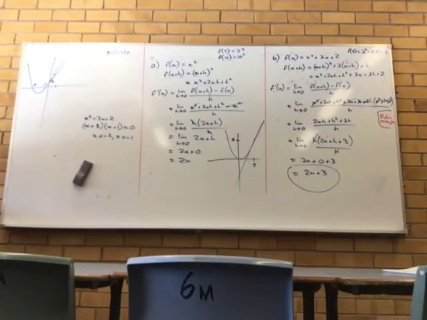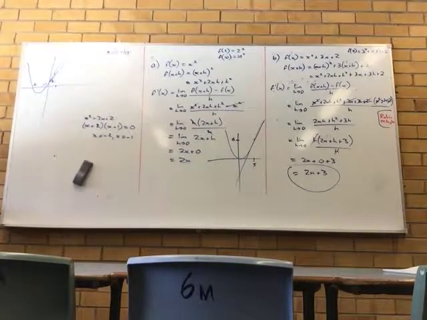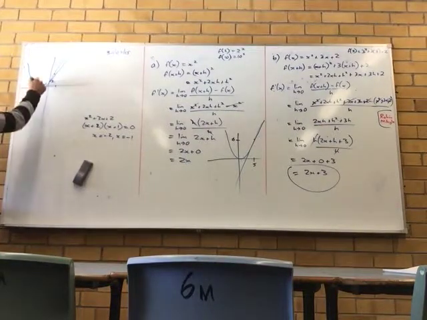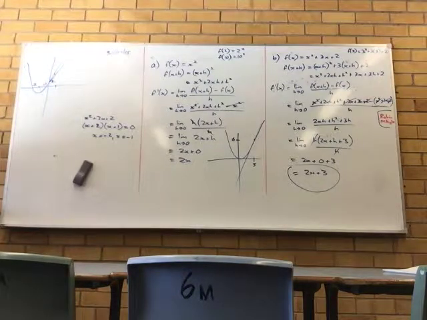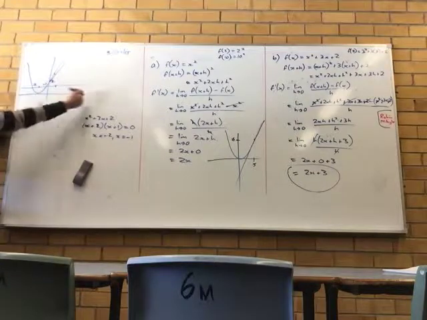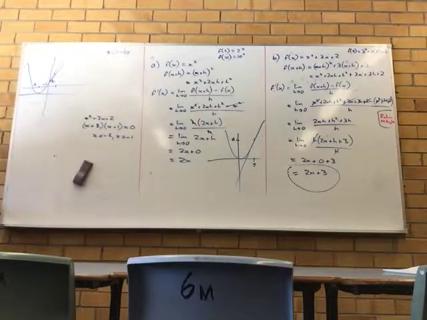What's halfway between negative 2 and negative 1? Negative 1.5. Alright, so what are we expecting the tangent to be? 0. Okay, so let's validate it. 2 times negative 1.5 is negative 3, plus 3.